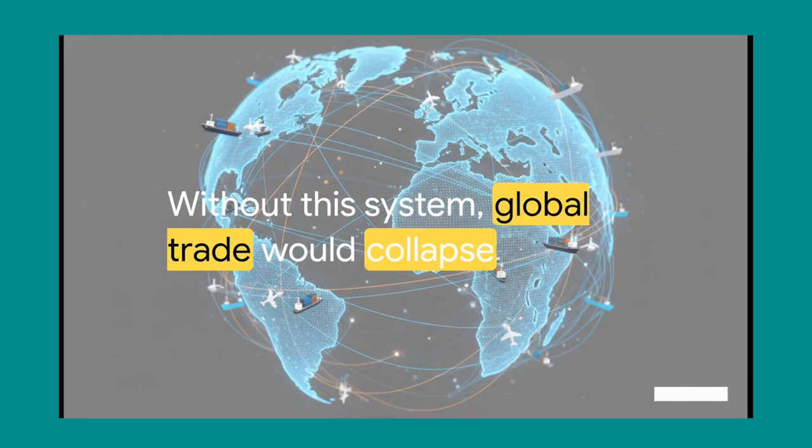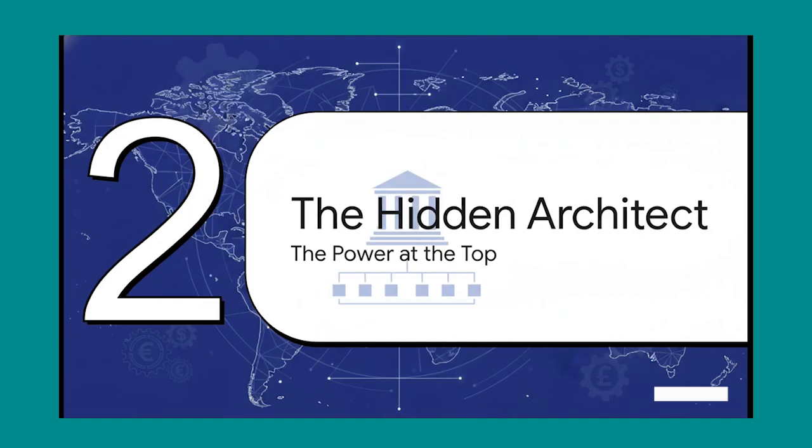And I want to be clear, this isn't just some abstract idea. The stakes are unbelievably high. Without this organized network that allows money to move safely and reliably across borders, international trade and investment as we know it would just grind to a halt. And that right there brings us to the main character in our story, the institution that sits at the very center of this web. You could call it the system's hidden architect.